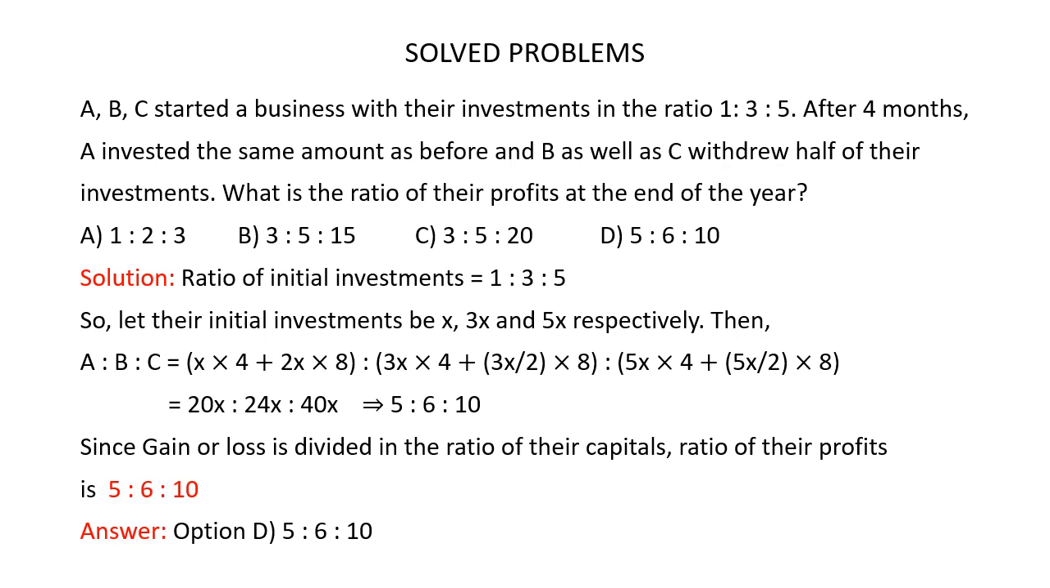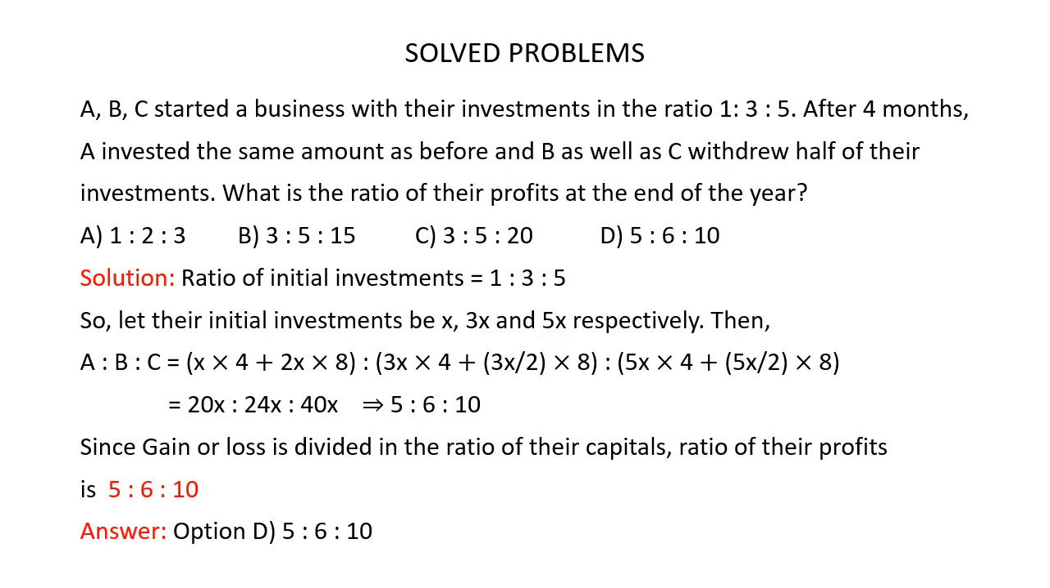It's given that after 4 months, B withdraws half his investment. We know that B's investment is 3x. So he invests 3x for 4 months, and for the next 8 months, his investment is 3x by 2. We also know that after 4 months, C withdrew half of his investment. Now C's investment is 5x. So he invests 5x for 4 months, and for the next 8 months his investment is 5x by 2.